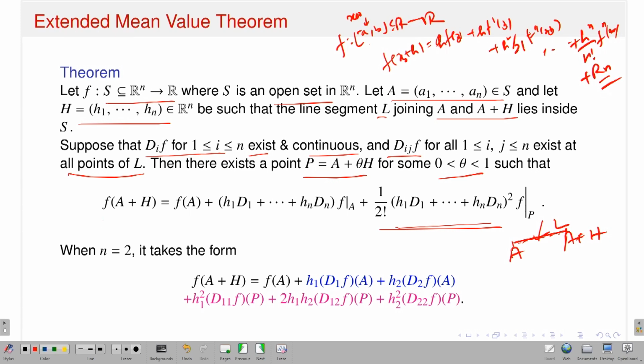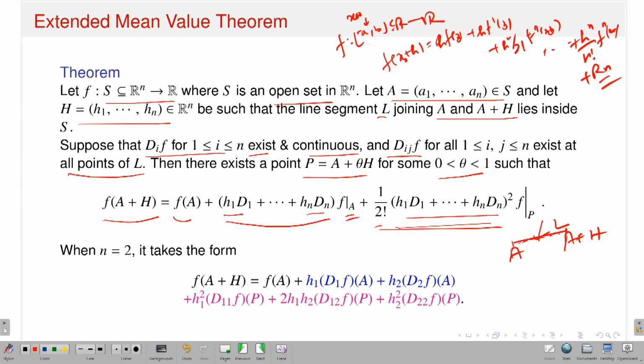such that the value of f at A plus H is nothing but f of A plus this one. What is this? H is given, H1, H2, ..., Hn, which is nothing but H1 D1 up to Hn Dn. D1 means the partial derivative of f with respect to the x1 variable, up to Hn Dn, the partial derivative of f with respect to the xn variable, at the point A, plus 1 by factorial 2 times (H1 D1 up to Hn Dn) to the power 2 acting on f at the point P.